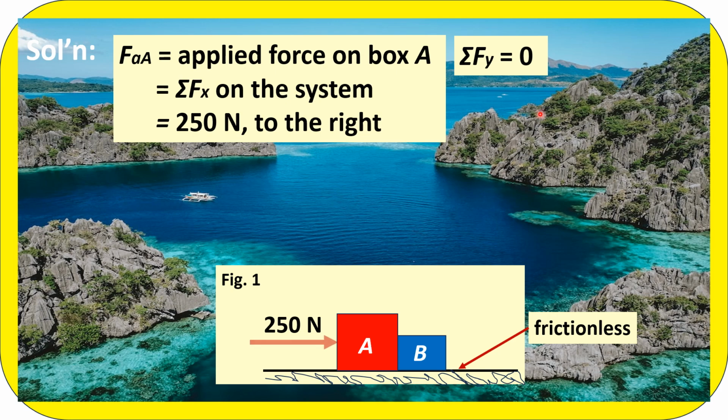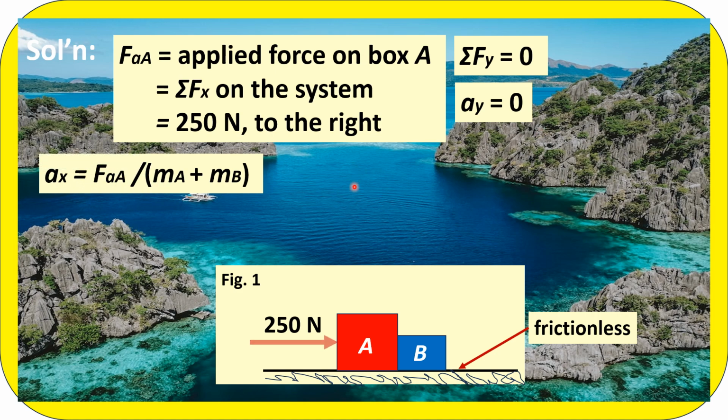We say that there is no net force along the vertical. Summation of Fy is equal to 0 because the upward forces exerted by the surface on the two boxes are cancelled or balanced by the downward force of gravity on each box. So it follows that the vertical acceleration a sub y is also equal to 0.